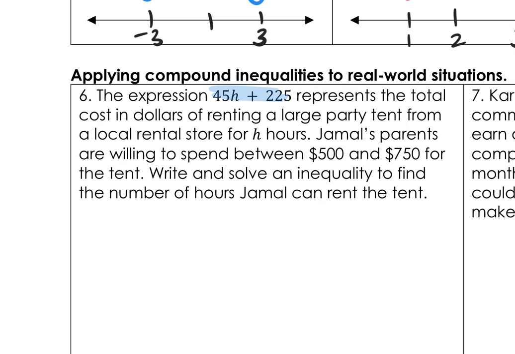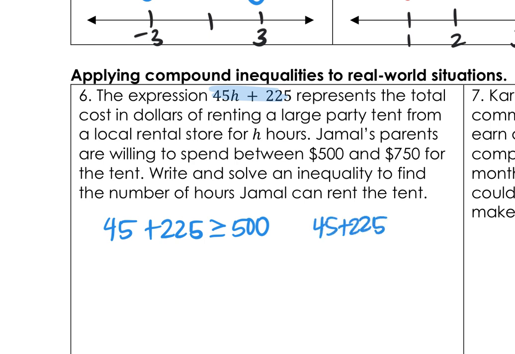So this 45h plus 225 can be greater than or equal to, what's the least that they want to spend? 500. But this 45h plus 225 has to be less than or equal to, what's the max they're willing to spend? 750.